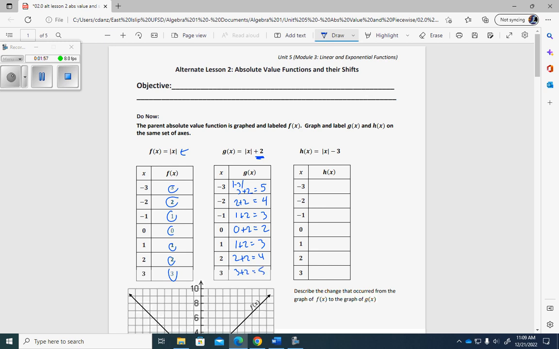So now I have points to plot, right? I plot the x coordinate and the y coordinate. So if you can go and plot all of these points on the graph.